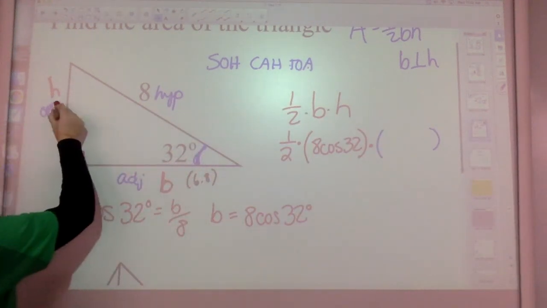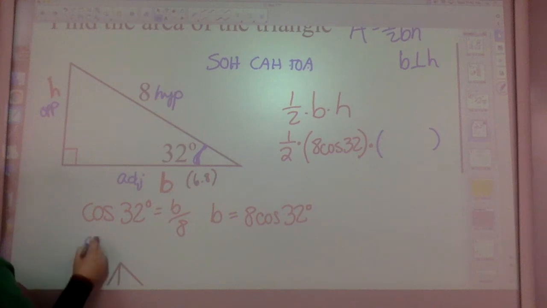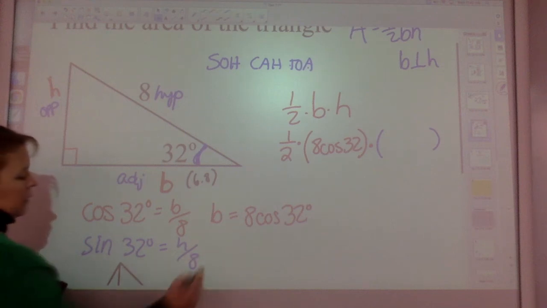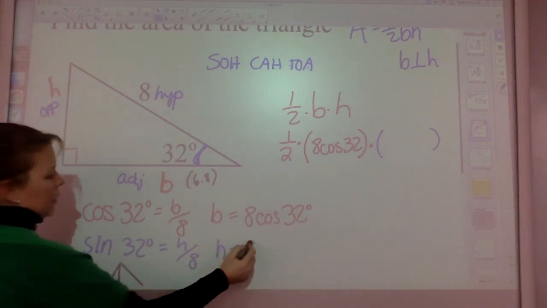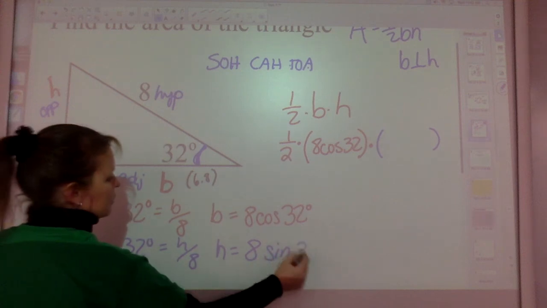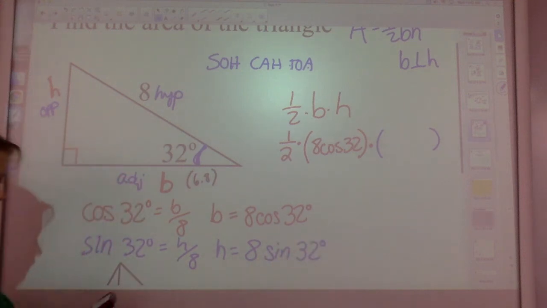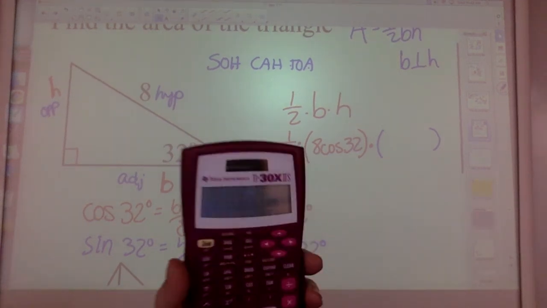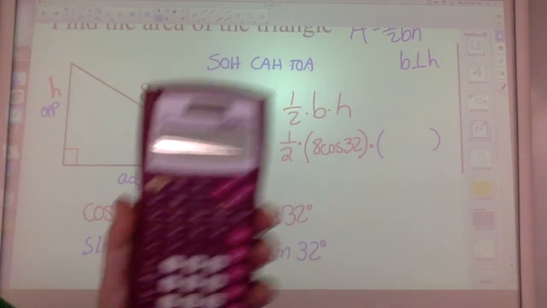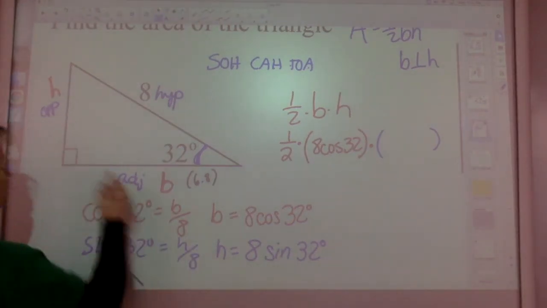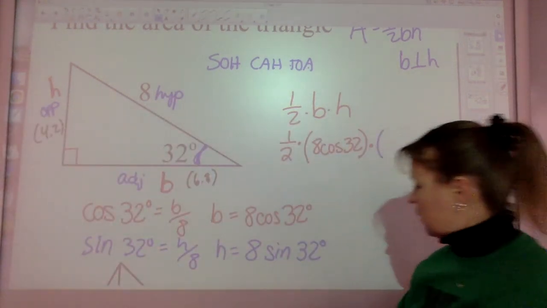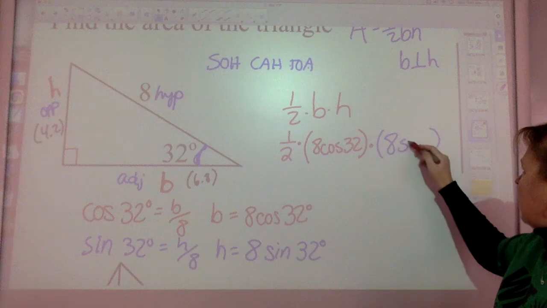Where is the height? It's opposite. Sine of 32 degrees equals height over 8. So what is the height? Cross multiply. The height is 8 times the sine of 32 degrees. Now you can type that in and make sure that we're about good. 8 times the sine of 32 degrees is 4.2. That's the height of the triangle, about 4.2. But really we know it's 4.23935. So I'm going to put 8 sine of 32.